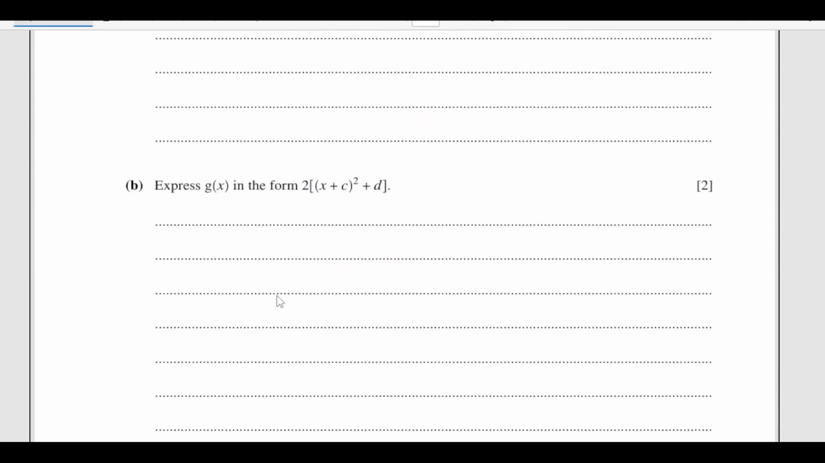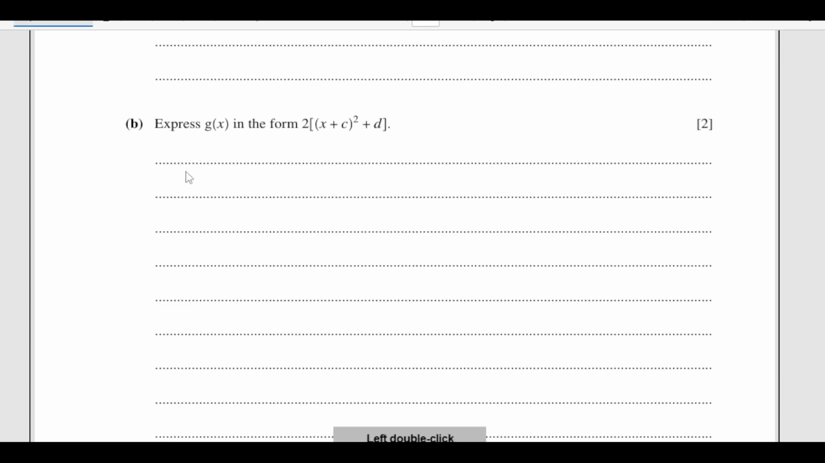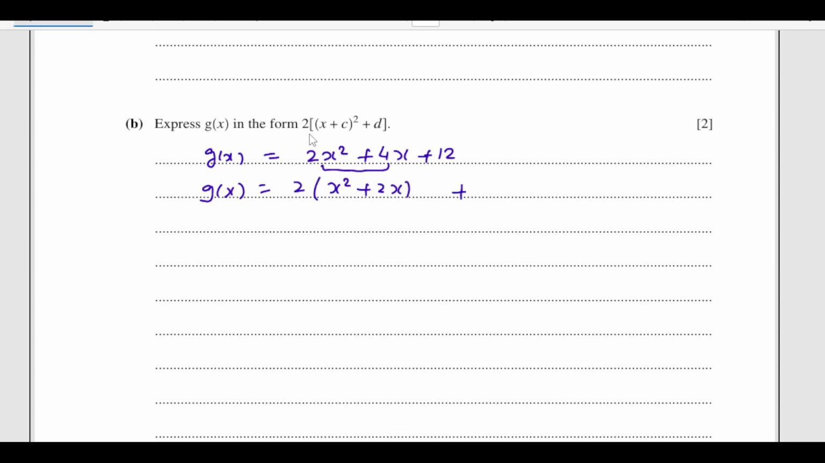Okay, now express gx in this form. Now we will take gx. Our gx is 2x squared plus 4x plus 12, right? So gx is this one. We need it in this form, so I'm going to take 2 common from here. So inside we will have x squared plus 2x, and this 12 remains aside. So then we will apply, it will be plus squared minus half of this, sorry, half of the coefficient of x.